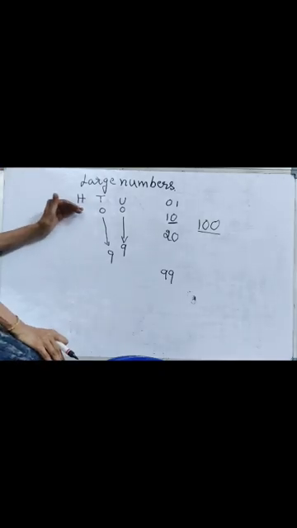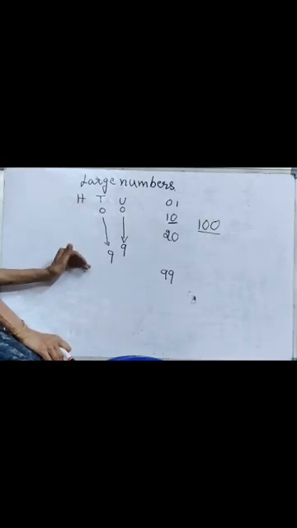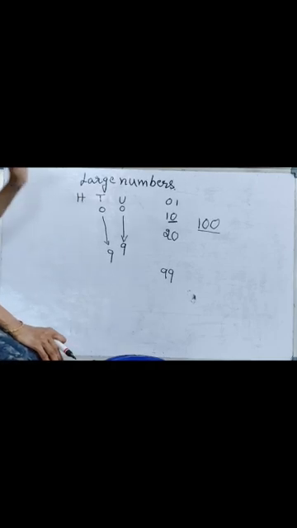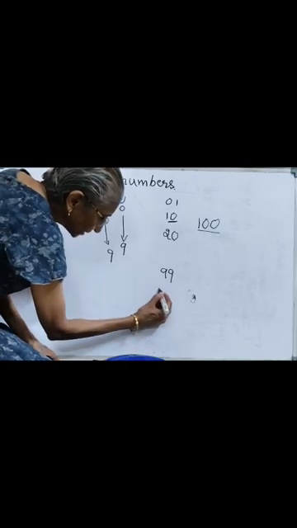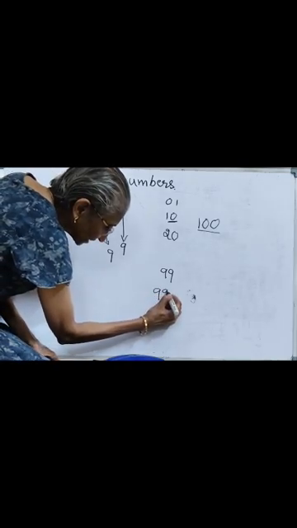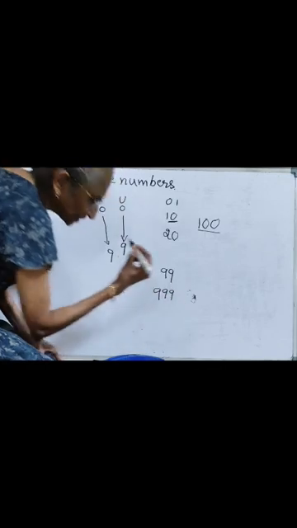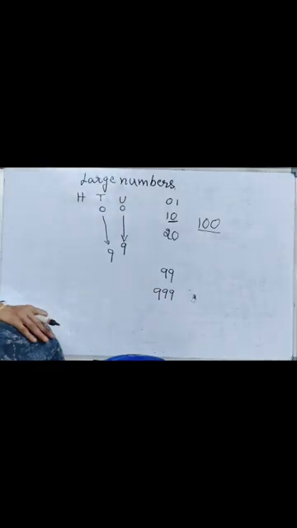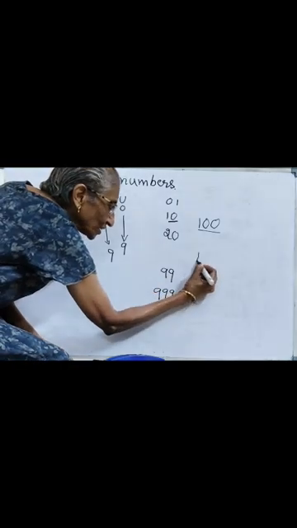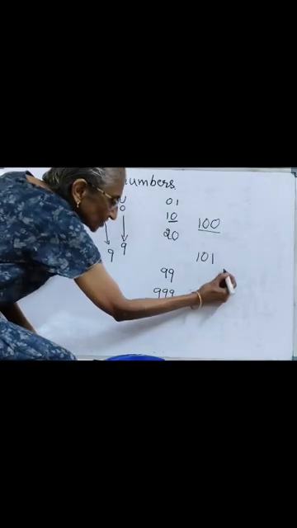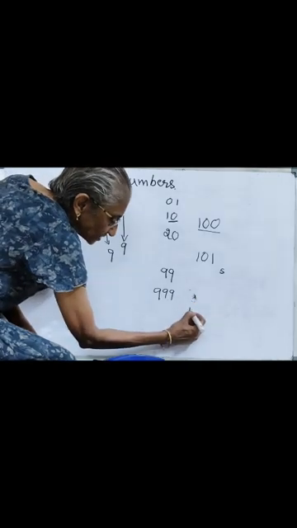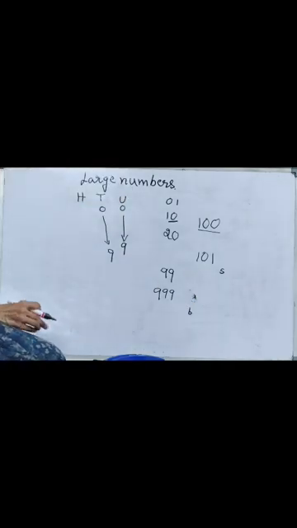100th place also starts from 0 to 9 and the biggest 3-digit number is 999 and the smallest 3-digit number is 101. This is the smallest and this is the biggest.